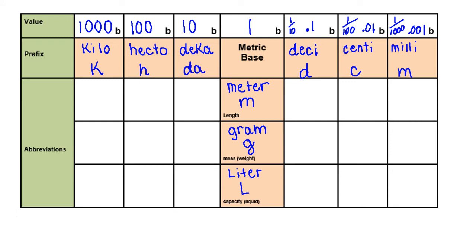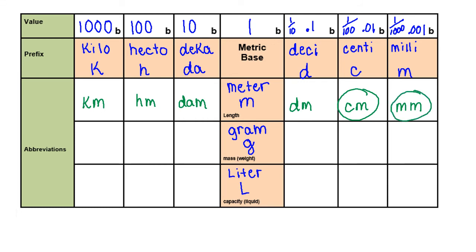Now we can fill out the rest of the chart by just using the abbreviations. So running along meter here, we have kilometers, hectometers, decameters, decimeters, centimeters, ones that we use quite often in measurement, and millimeters. These are the two that you will generally see when using your metric measure.